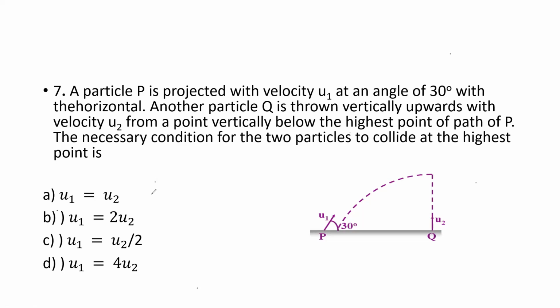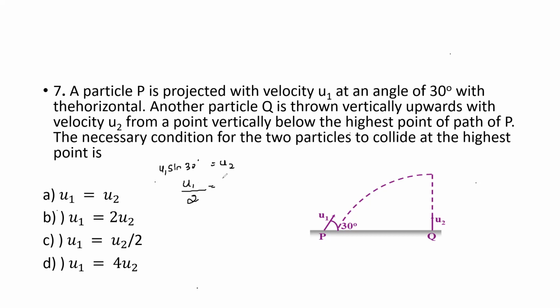Given that both particles collide at the highest point, it means that the vertical distance traveled by both the particles will be equal. The vertical component of velocity is u1 sine 30 degree, which is equal to u2. So this can be written as u1 sine 30 degree is equal to u2, which is equal to u1 by 2. Why? Because sine 30 value is 1 by 2.